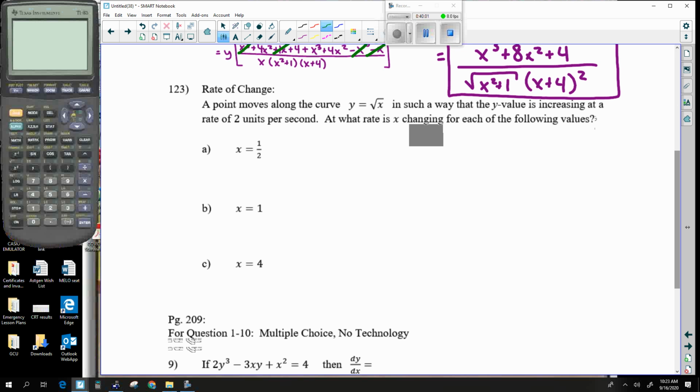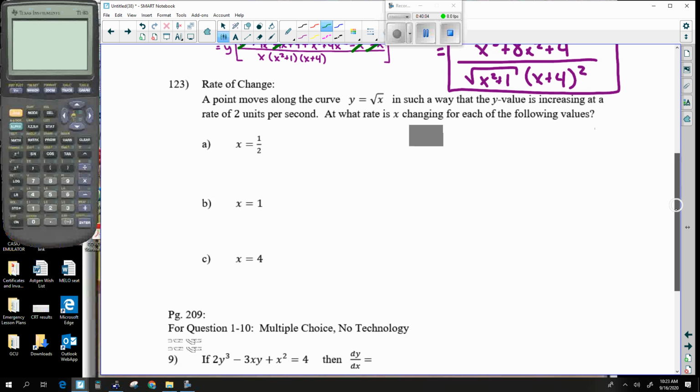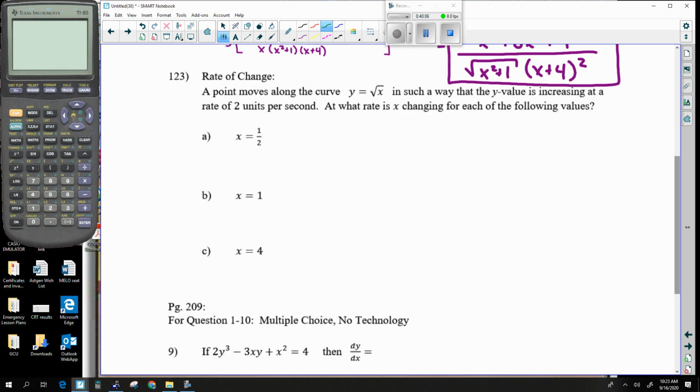All right. A point moves along curve y such that the y value is increasing at a rate of 2 units per second. So that means I change colors. The y is increasing with respect to time at 2 units per second. What is the rate of x changing at the following values? Okay, so the question is, what is dx dt? That's what the question is.